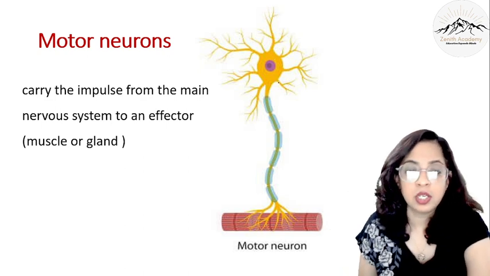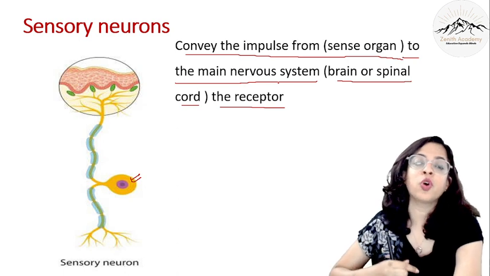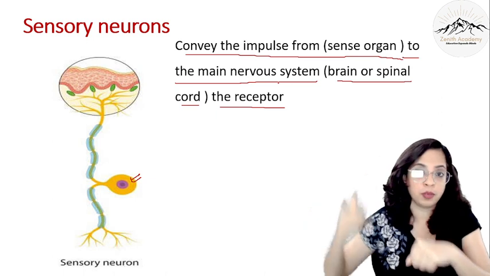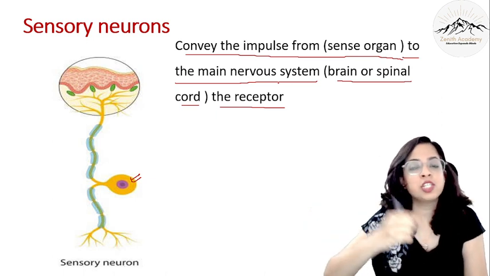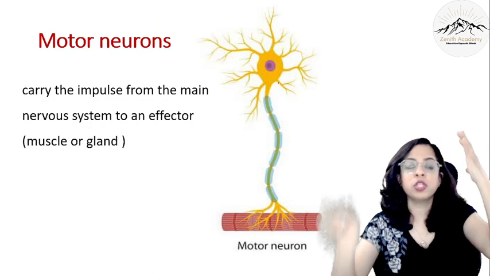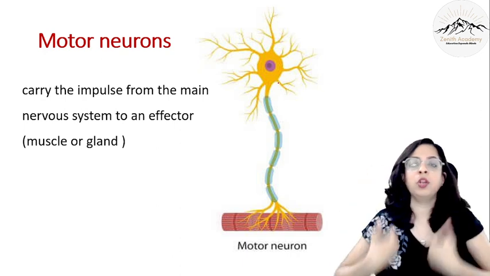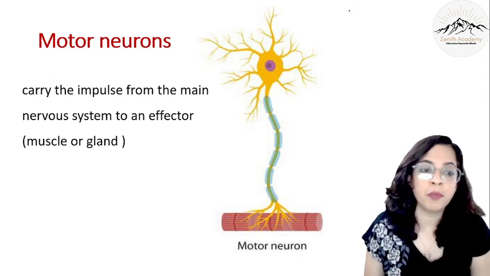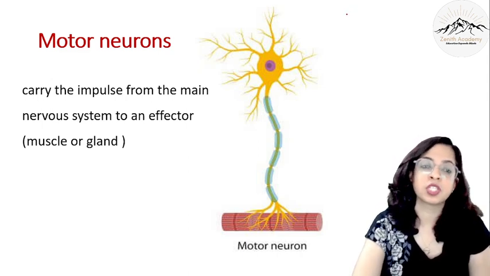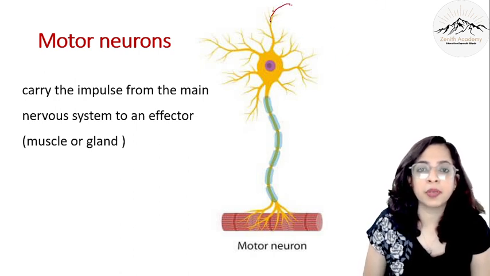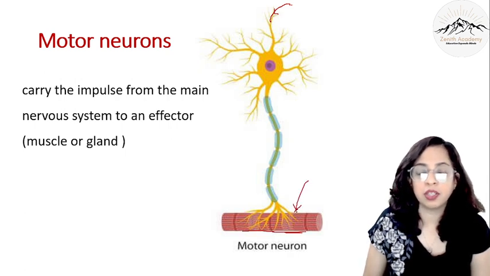Are you getting it? Coming back, sensory neurons are the neurons present in the finger when you are touching a hot object, right? And it conveys the impulse from the sense organ, that is from the skin, to the main nervous system. Motor neurons carry the impulse from the brain or the spinal cord to the effector, which can be a muscle or a gland. Here you can see in the diagram, from the brain it is carrying the impulses to the muscle or the gland, giving the information to the muscle.